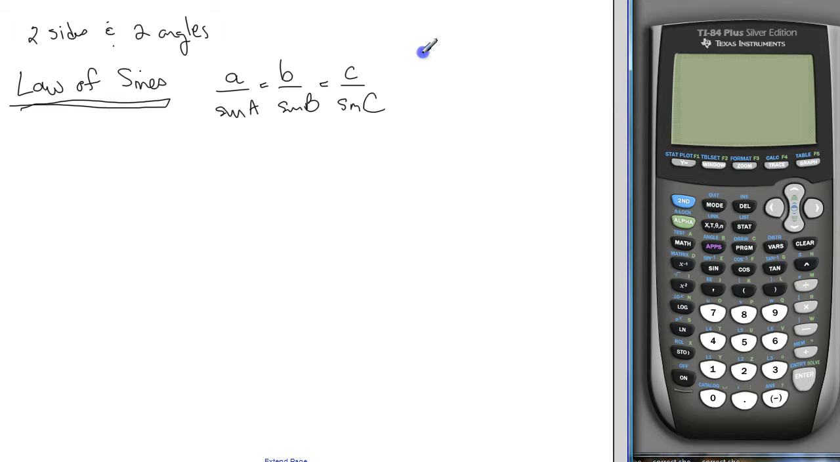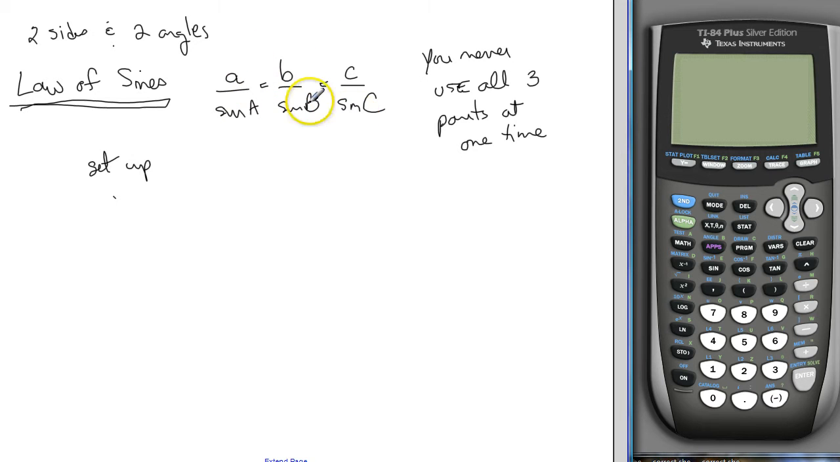Now, what you need to know is you never use all three parts at one time. What you're going to do is set up a ratio of just two parts, like the A's and the B's, or the A's and the C's, or the B's and the C's. It doesn't matter. So we're going to set up a ratio, cross multiply, and solve. So these are our steps.